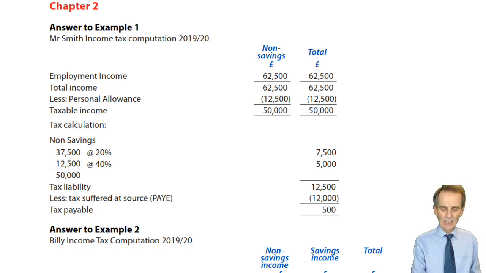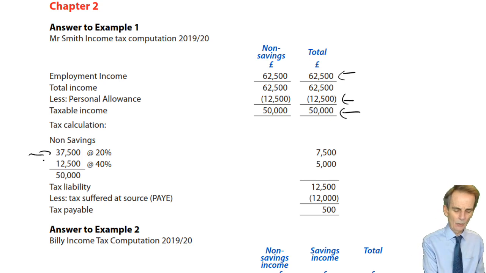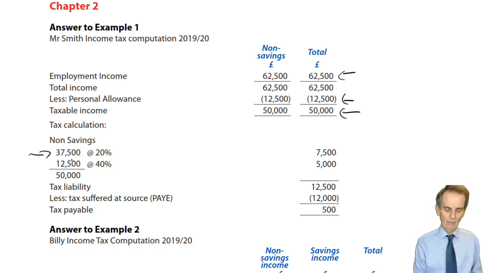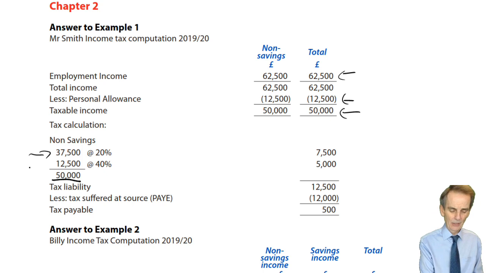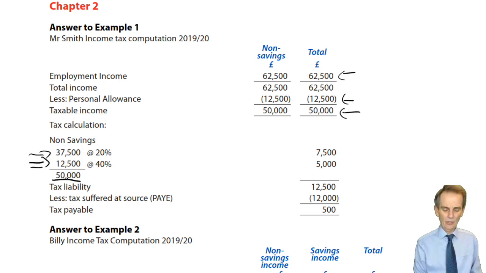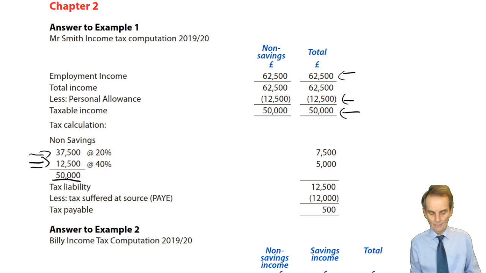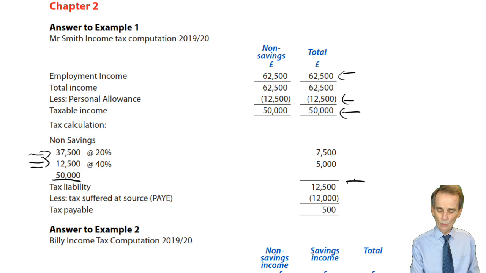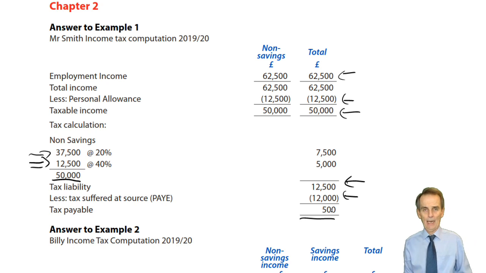And all we had to do here was to take our £62,500 of employment income, as we said, take away your personal allowance, get your taxable income, and then proceed to apply your basic rate band limit, £37,500, taken straight off your rates and allowances page. We've got 50,000 taxable income, so that leaves a further 12,500 to be taxed at, as we know, the much higher rate, the higher rate of 40%. Calculate your tax liability first of all, which is just the summation of the figures of tax on each band of taxable income. But as they want tax payable, we will take away the PAYE, the tax suffered at source, to bring you down to that tax payable figure.